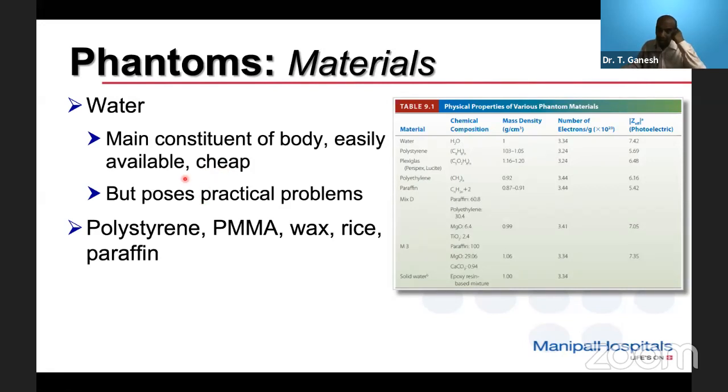However, when it comes to doing measurements inside water, it poses certain practical problems. We cannot freely use the chambers unless those chambers are water compatible, and several other practical difficulties will be there. So we sometimes need to use solid phantom materials, and for that we keep using materials such as polystyrene, polymethyl methacrylate (PMMA), wax, rice, and paraffin. The properties of these materials are given in this table, table 9.1, and you can see here the number of electrons for these materials, which are very close to what we find in the tissue.